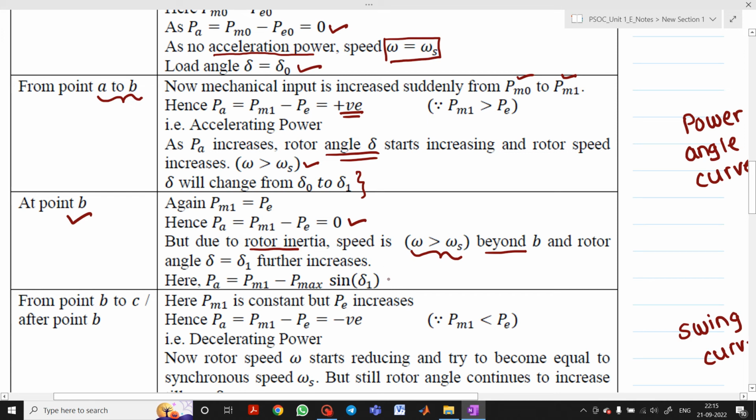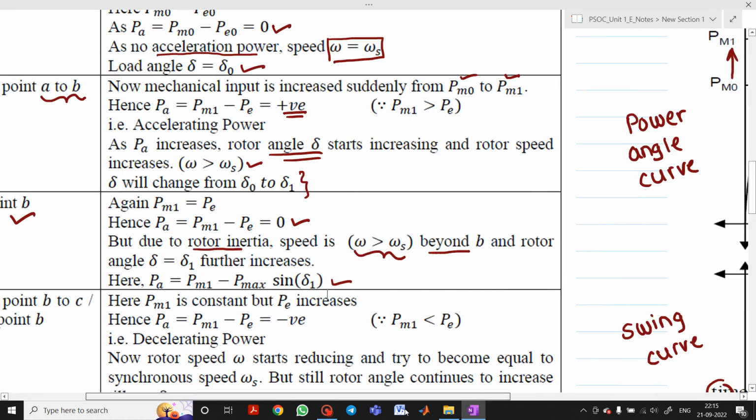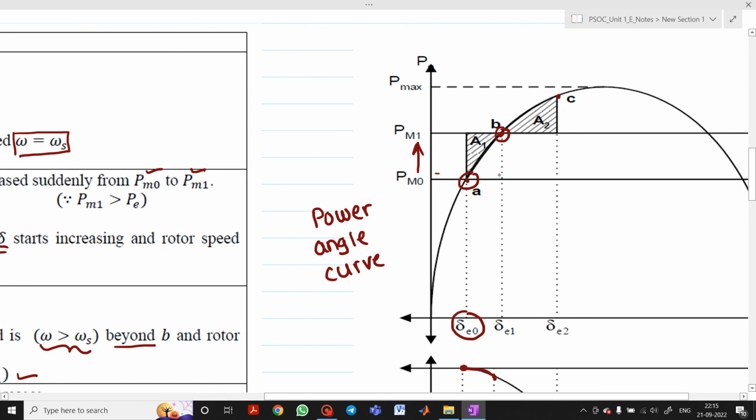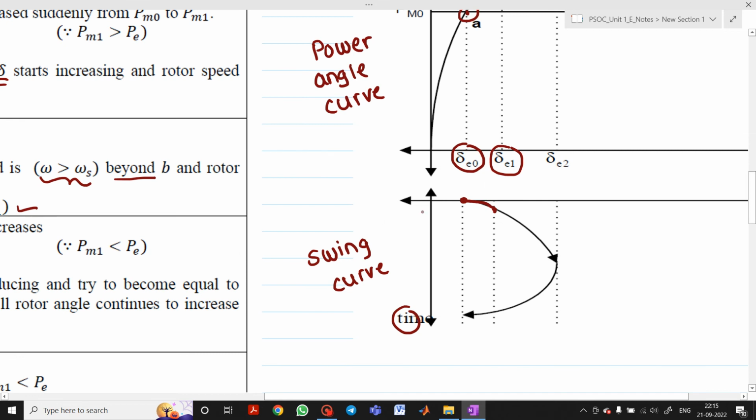So how we can write the equation for accelerating power? PA will be equal to PM1 minus Pmax into sine delta 1. So let's see here at point B. At point B, the corresponding load angle is represented here as delta 1. So here also you can see at point A it was delta 0 and it is now increasing up to this point. Again it will start increasing from delta 1 to delta 2, that we will discuss.